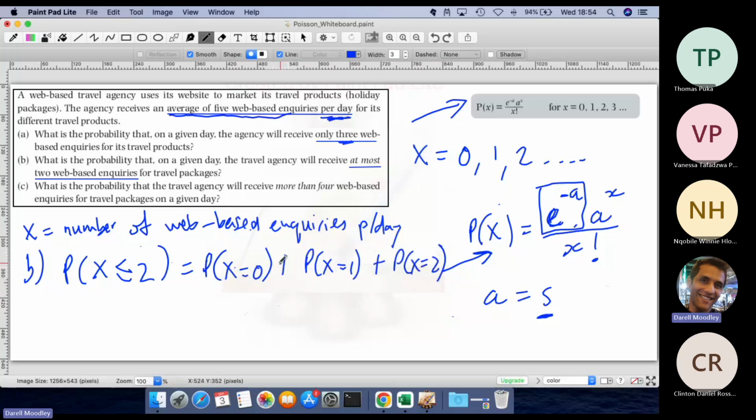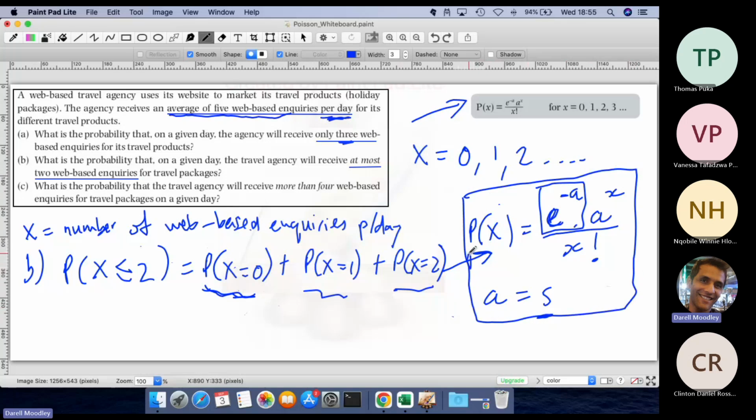And you add them up. Each one of them, you work out like how I showed you in the previous question, right? You need to substitute X. So if you work out this one, you're going to use this equation, right, with A equals 5. But for this one, you're going to replace X with 0.